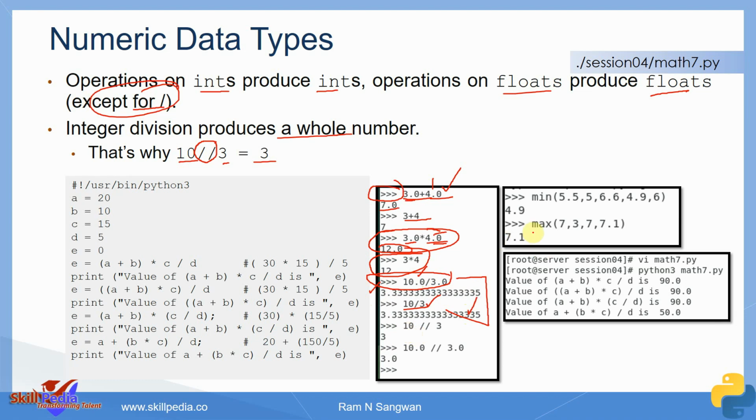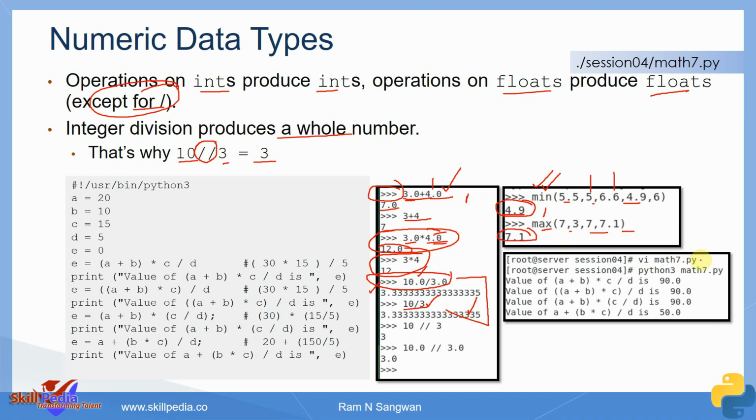So this is a minimum function: you type the values, whole numbers or fractional numbers, and dutifully it will give you the minimum of all the values, that is 4.9. Or the maximum of whatever values you specify, it will give you 7.1. These are some commonly available functions, minimum, maximum, pure mathematics, you can do that.